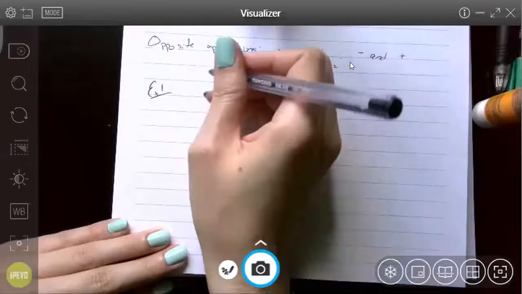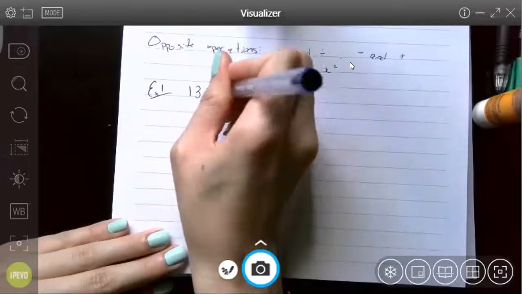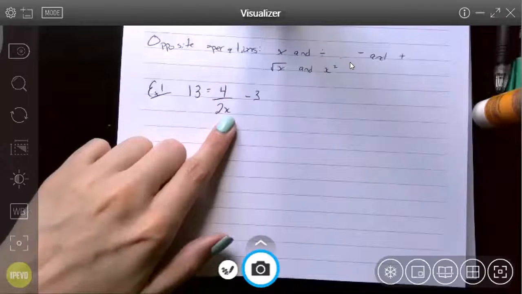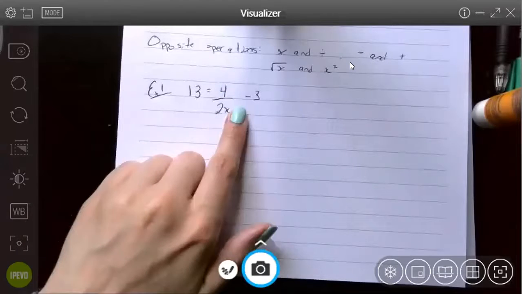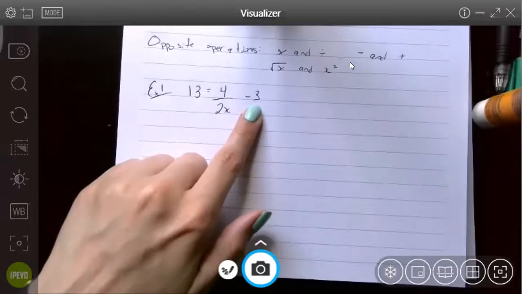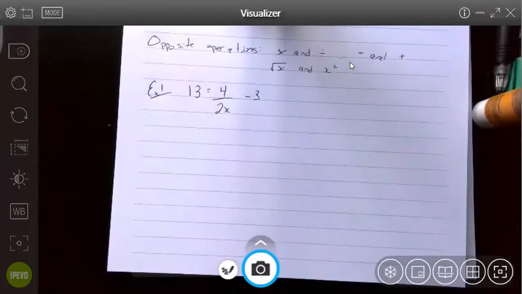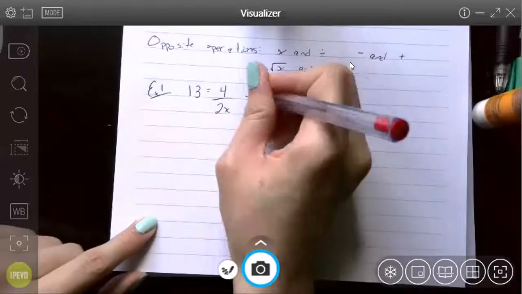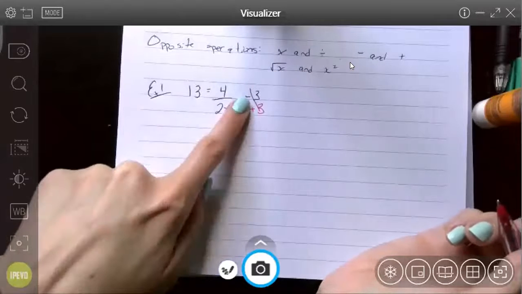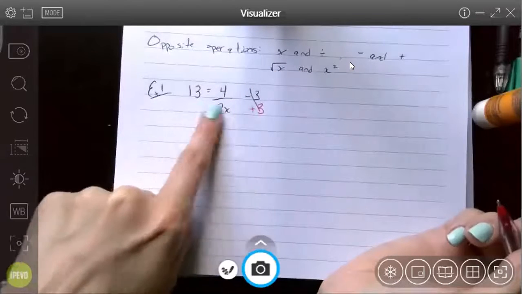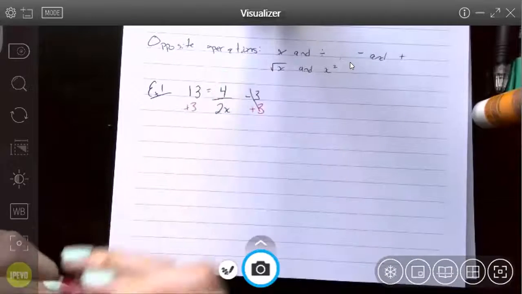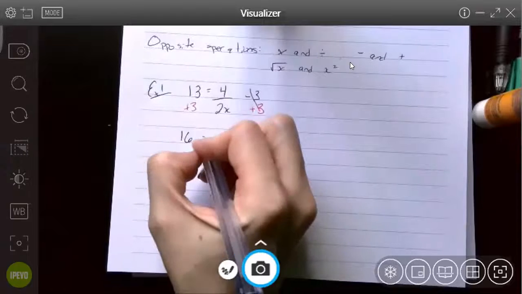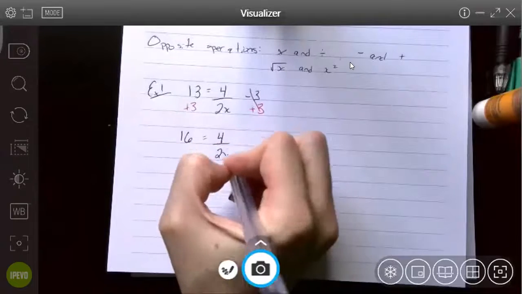Okay, for example number 1, we're going to do 13 equals 4 over 2x minus 3. So we need to get our x by itself. When we move things to the other side, we start with whatever's furthest from the x. So we're going to start with the minus 3. Because it is minus 3, the opposite of that is plus 3. So we'll use that opposite operation to cancel it out on this side. What we do to one side, we must do to the other. So we will add 3 to the other side. That leaves us with 16 equals 4 over 2x.